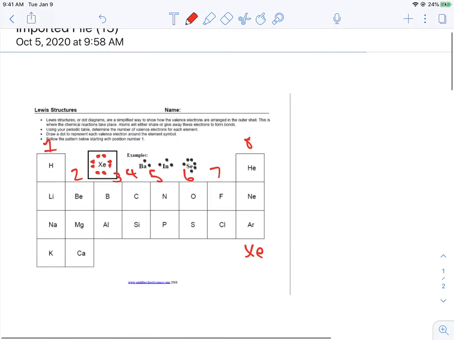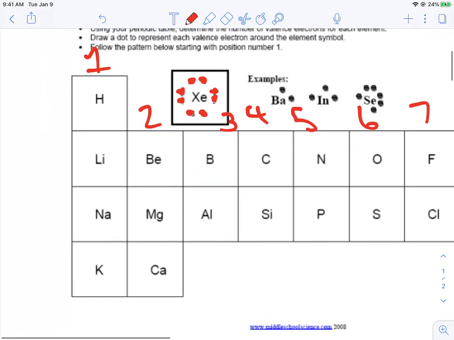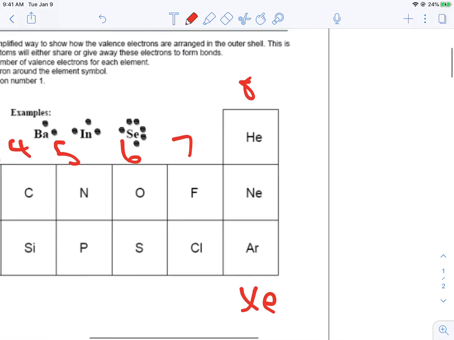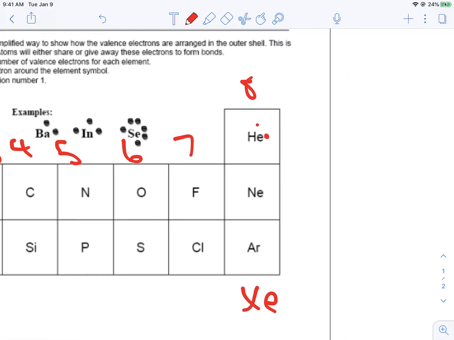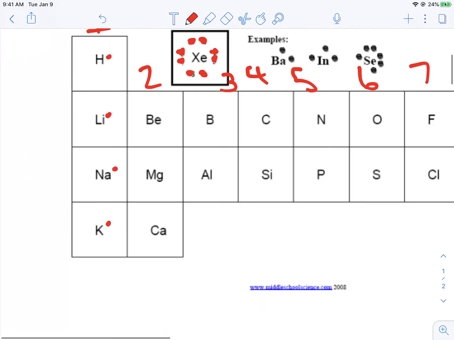So now we just got to keep going through it. Hydrogen is in group 1, so it has 1. And the thing about Lewis structures is that all the elements in the same group are going to have the same structure. The only exception is helium, who only has 2 electrons. Okay? So these guys will have 2. These guys have 3, 4, 5.